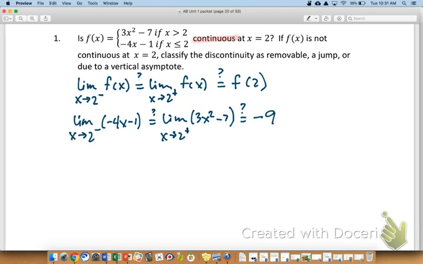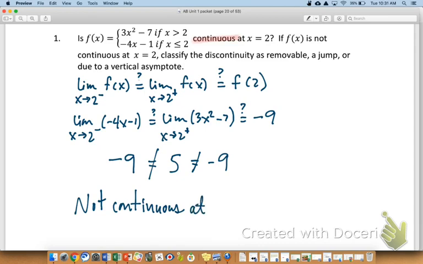So the limit as x approaches 2 from the left of -4x minus 1, that's -9. Maybe equals, then when you try the 2 out in that middle limit, you get 3 times 4 is 12, 12 minus 7 is 5. Okay, so now we finally arrive at this and say, well, -9 really doesn't equal 5. We have a little problem there. So conclusion number 1, is this function continuous at 2? No. So not continuous at x equals 2.